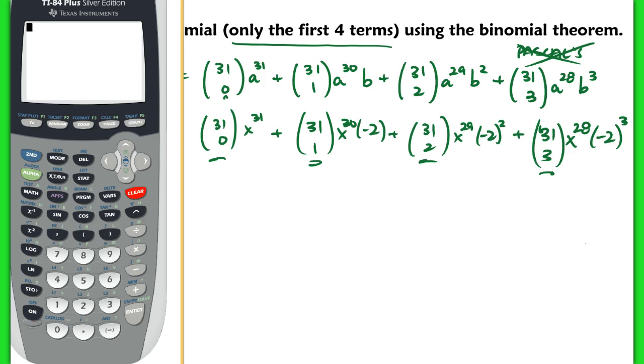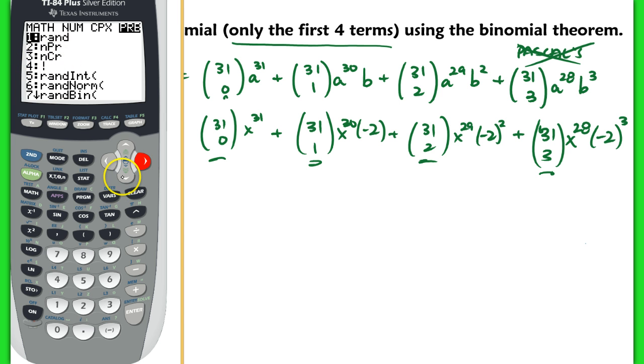Okay, so here we go. 31 choose 0. Well, I know that's going to be 1, right? We know that the first coefficient here should be 1, but let's show in your calculator how to find that. What you're going to do is hit math and go all the way over to probability, which is all the way to the right, PRB, and we're going to go down to nCr.